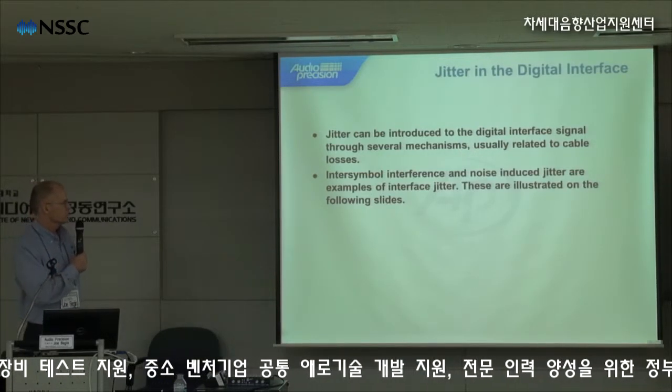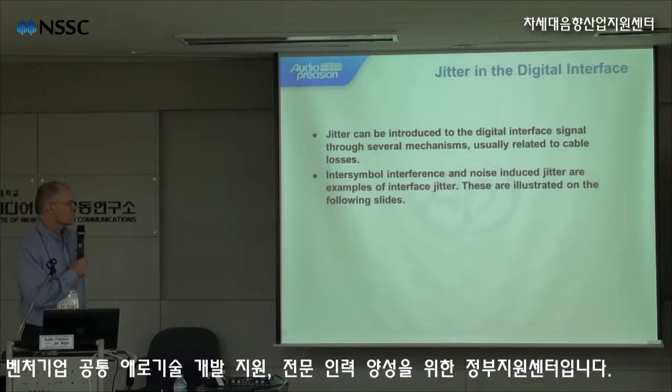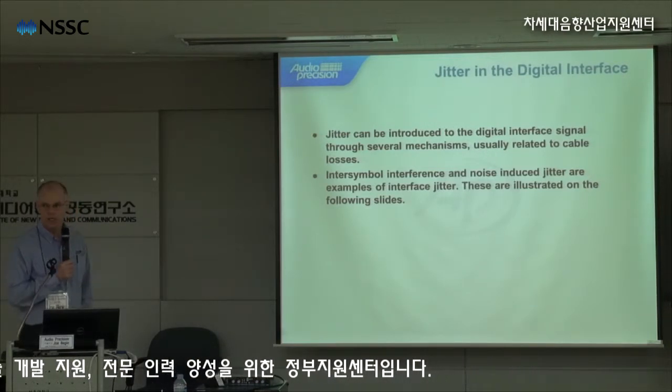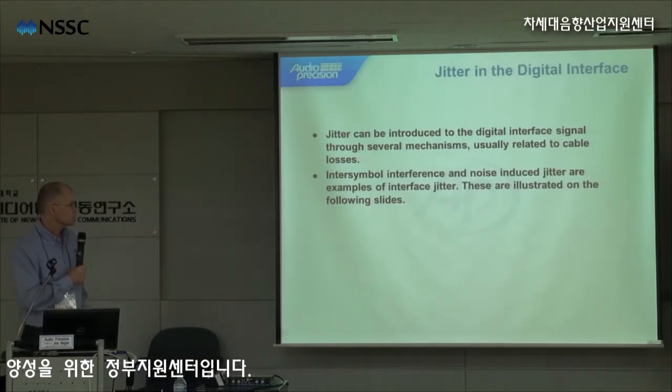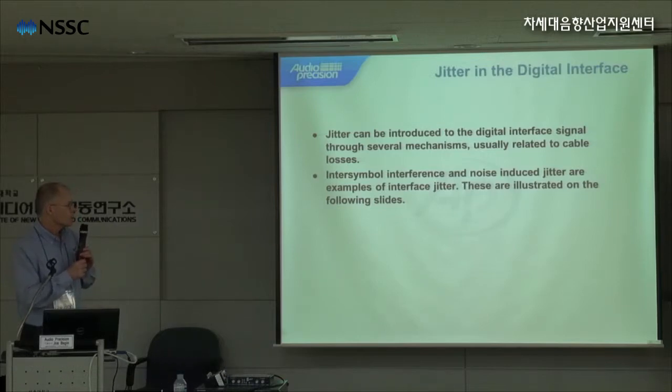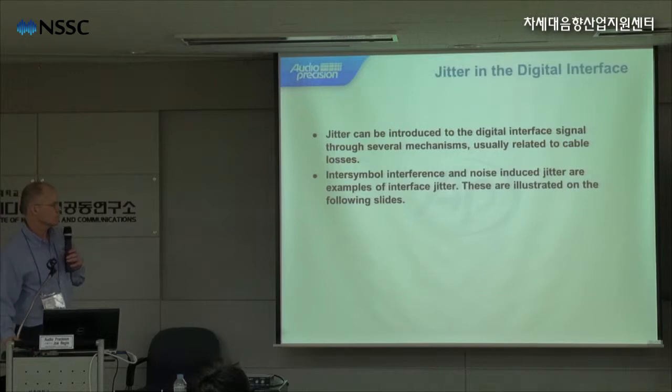Jitter can be introduced to the digital interface signal through several mechanisms, usually related to cable losses. Now there's a phenomenon called intersymbol interference that we're going to talk about. Intersymbol interference and noise-induced jitter are examples of interface jitter. These are illustrated in the next few slides.